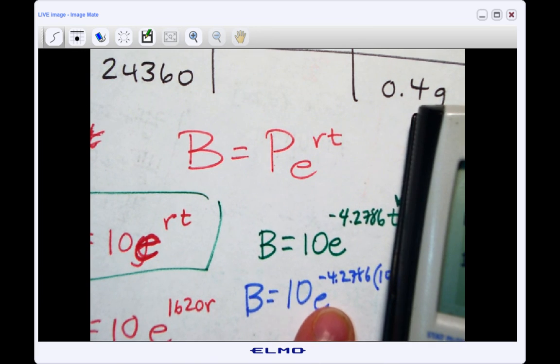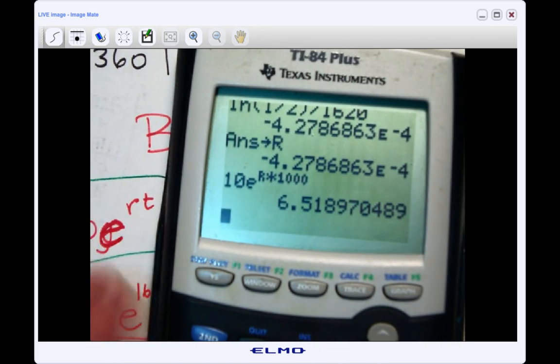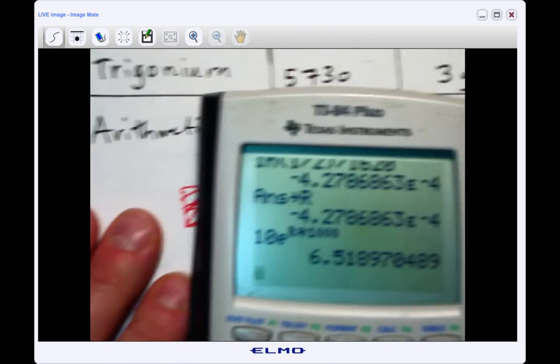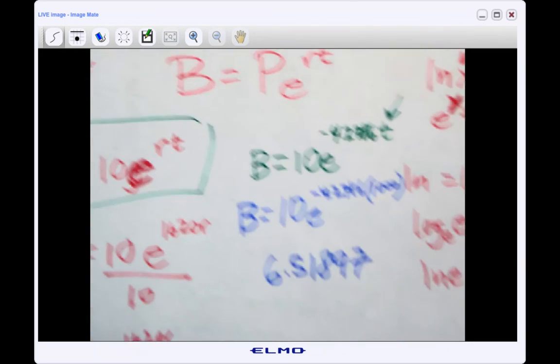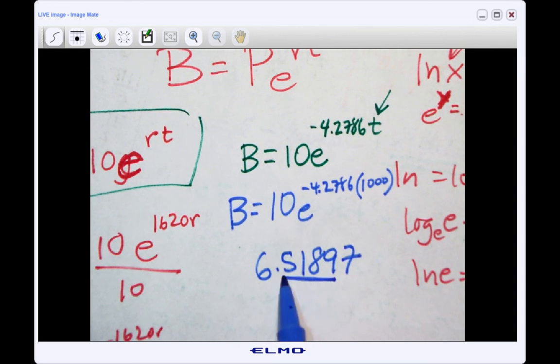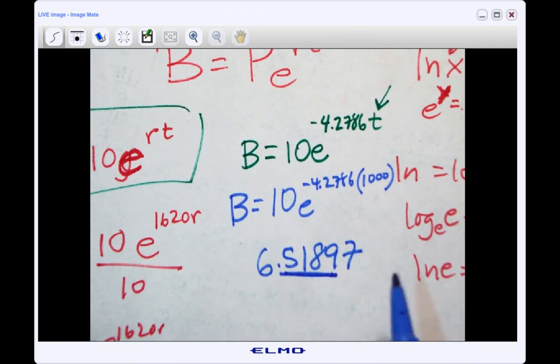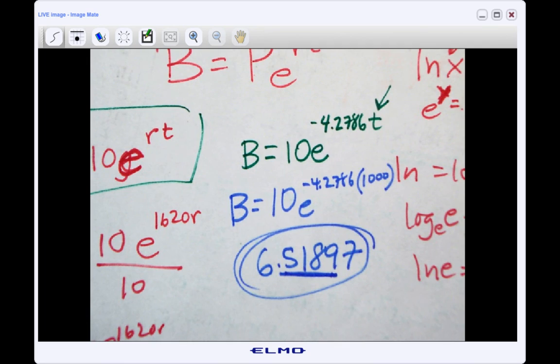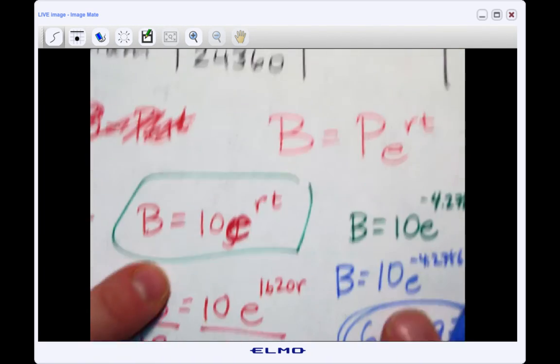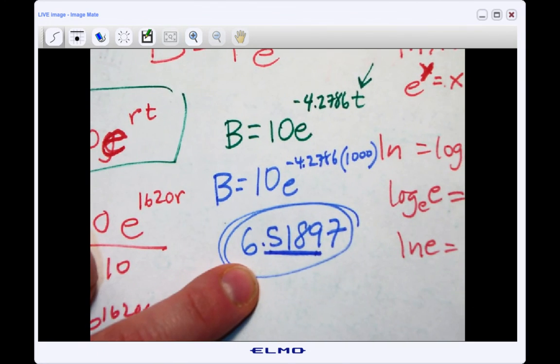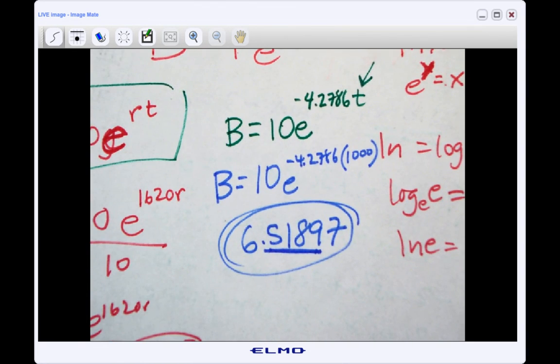Okay? And now when I hit enter, it tells me that it's 6.51. And then the only thing left to do, usually they tell you where to round it. If they don't tell you, I like to see at least 4 decimal places here. And I put a 5th one just because I always think more accurate is better. So this is how much will be left after 1,000 years. And that makes sense with our original question because we said in 1620 it was going to be a 5. So we expected a number bigger than 5 but less than 10 because we started with 10.